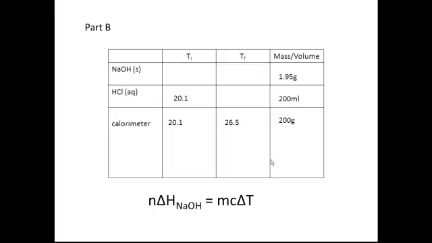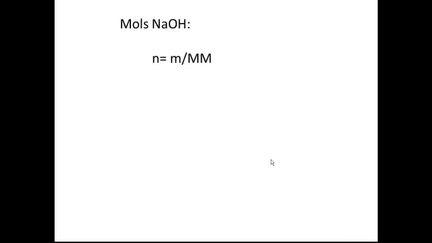Now in part B, since we're using a mass, we can find the number of moles of sodium hydroxide by using the formula n equals m divided by M, or moles is equal to mass divided by molar mass. Okay, now the mass that I used in my table was 1.95 grams, and then I'm going to divide it by the molar mass of sodium hydroxide.